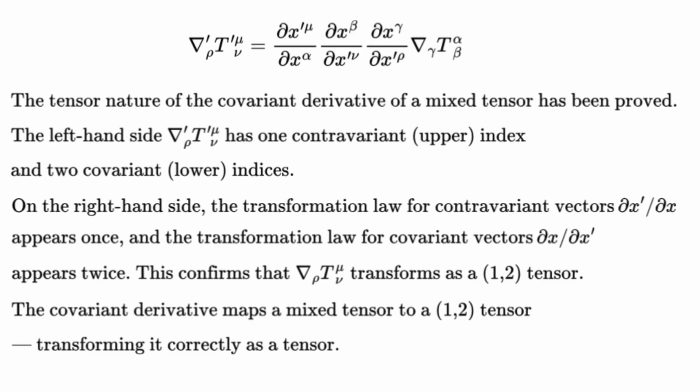The left-hand side has 1 contravariant, upper, index and 2 covariant, lower, indices. On the right-hand side, the transformation law for contravariant vectors, partial x prime over partial x, appears once, and the transformation law for covariant vectors, partial x over partial x prime, appears twice. This confirms that nabla subscript rho T superscript mu subscript nu transforms as a (1, 2) tensor. The covariant derivative maps a mixed tensor to a (1, 2) tensor, transforming it correctly as a tensor.